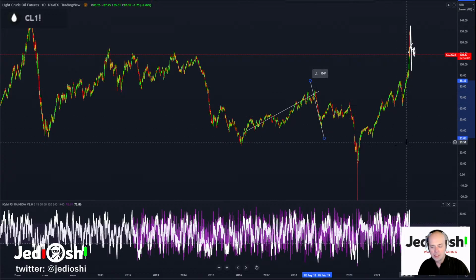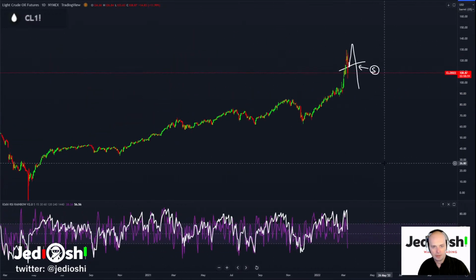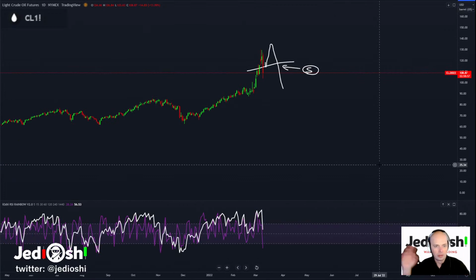So you see that a lot, and I expect that once we do find a top, this is kind of what I was thinking for a trade idea. And again, this is futures and crude, whatever.